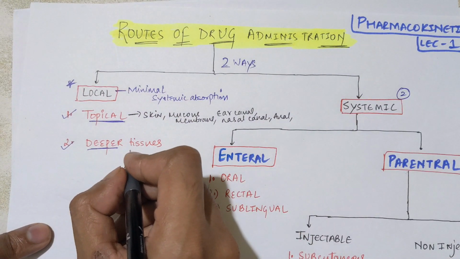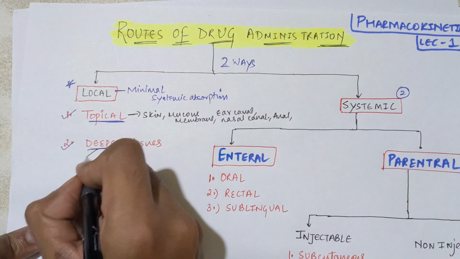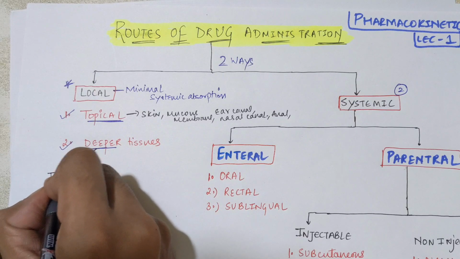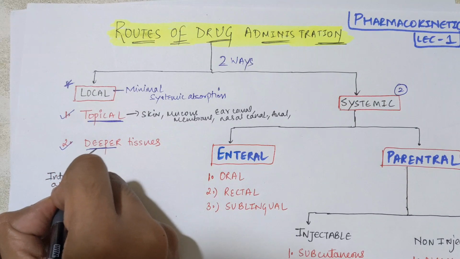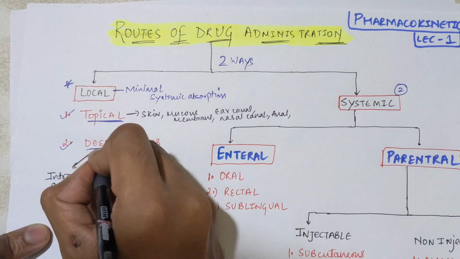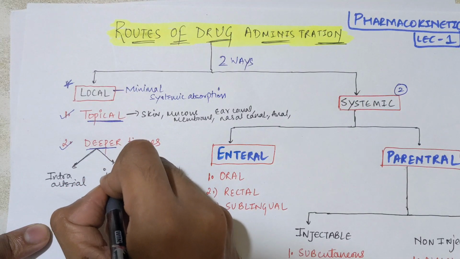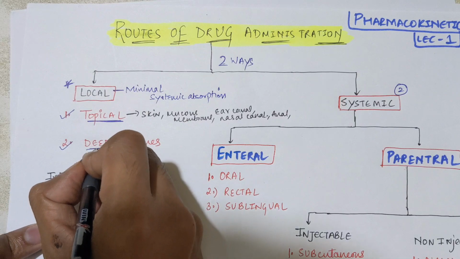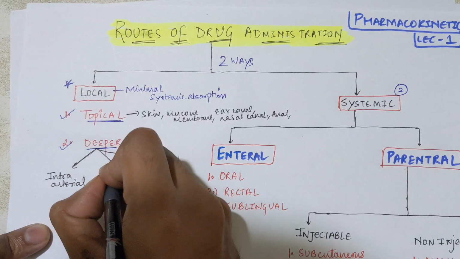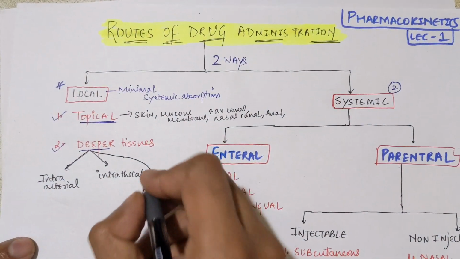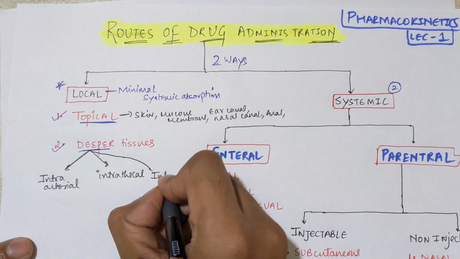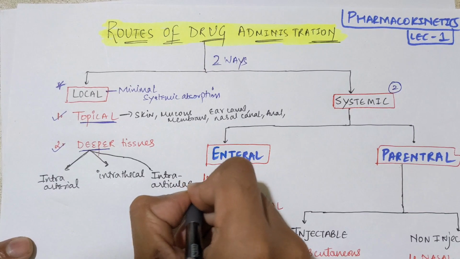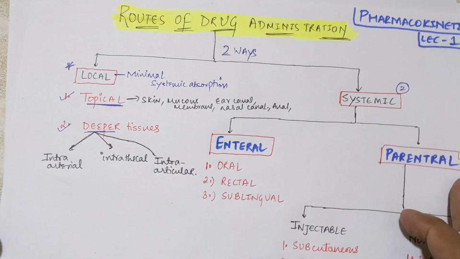And what happens in the deeper tissues? The deeper tissues have three different ways. First is intra-arterial, second is intrathecal, and third is intra-articular. I'm explaining where the drug will be administered.